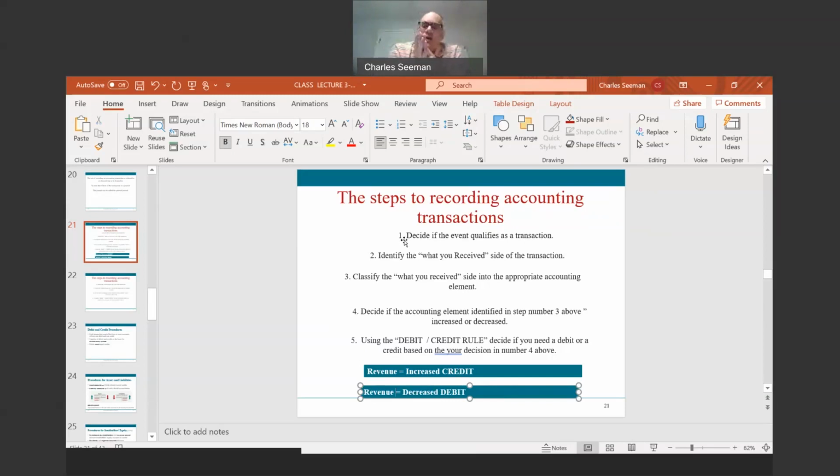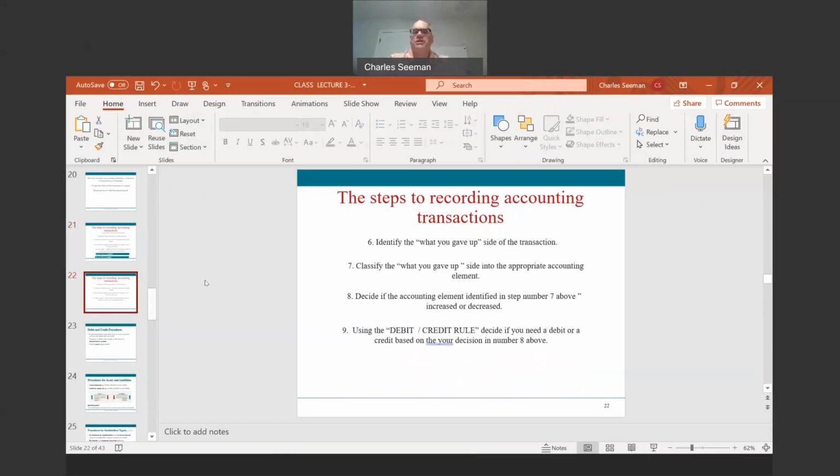If the event qualifies, that means that it is an exchange of economic resources and it can be valued in economic terms. If step one is yes, it's a transaction, then you identify the what you receive side of the transaction. Remember, all transactions are exchanges. You give up something and you get something in return. Classify the what you receive side into the appropriate accounting element, whether it's a revenue, asset, or liability. Decide if it went up or down, what we just showed you.